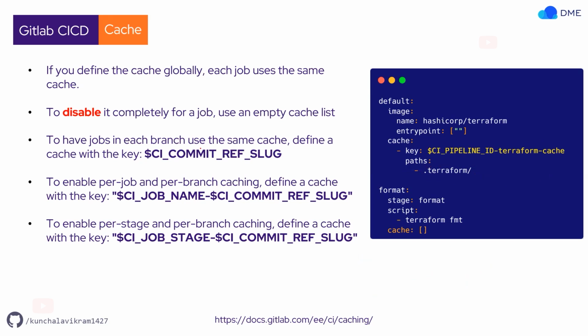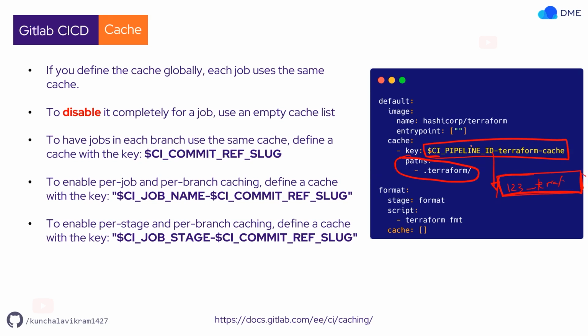So let's say I name this using CI pipeline ID hyphen terraform cache. Then the advantage is that every time a new ID will be generated, right? So let's say 123 is the first execution ID of the pipeline. Then the naming is like this. So this cache will be valid. I mean, whatever data is there in the path is now stored with this name.